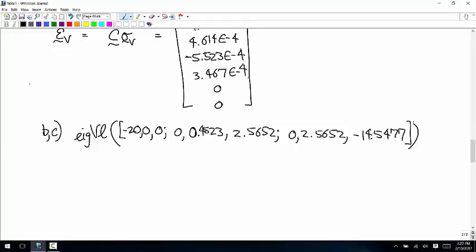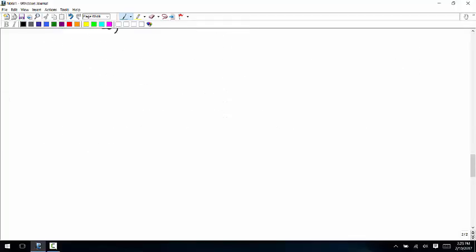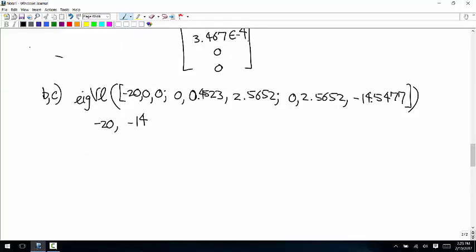Let's see. So negative 20. I think we probably have a negative 14.9 something, right? I'm just kidding. I just did that today. I just happen to remember that one. I don't know how to do that in my head. And then what's the other one? Okay. And those are all megapascals.